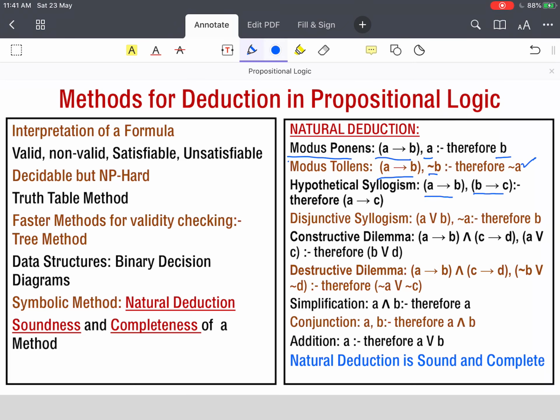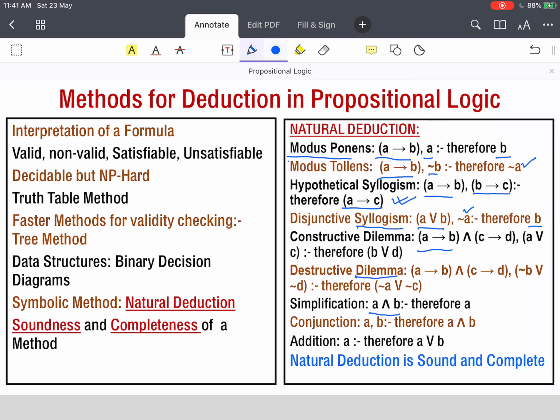Then it is the hypothetical syllogism which says if A implies B is true and B implies C is true, then A implies C is also true. This came from the old Greek and Indic thoughts where this is the transitive rule. Then there is the disjunctive syllogism which says if A or B is true and not A is true, then obviously B must be true. Because if A or B has to be true and not A is true, then B must be true, otherwise A or B will not be true.